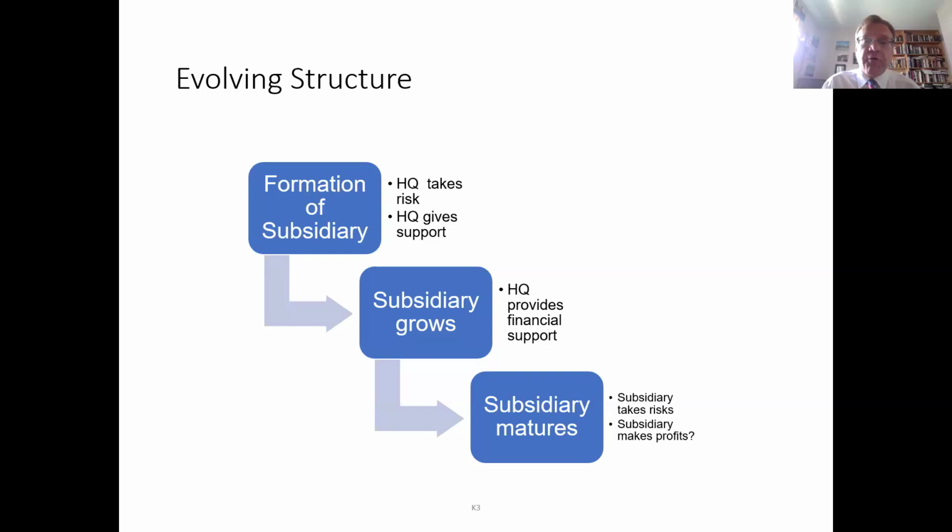The subsidiary grows, the headquarters provides financial support, but generally speaking, you would expect the subsidiary to take more of the profits than before. Then the subsidiary matures, the subsidiary takes the risk, the subsidiary makes the profits, and although the headquarters would still get a share of the profits, it would normally be a reduced share based on the changing relationship between the head office and the subsidiary.